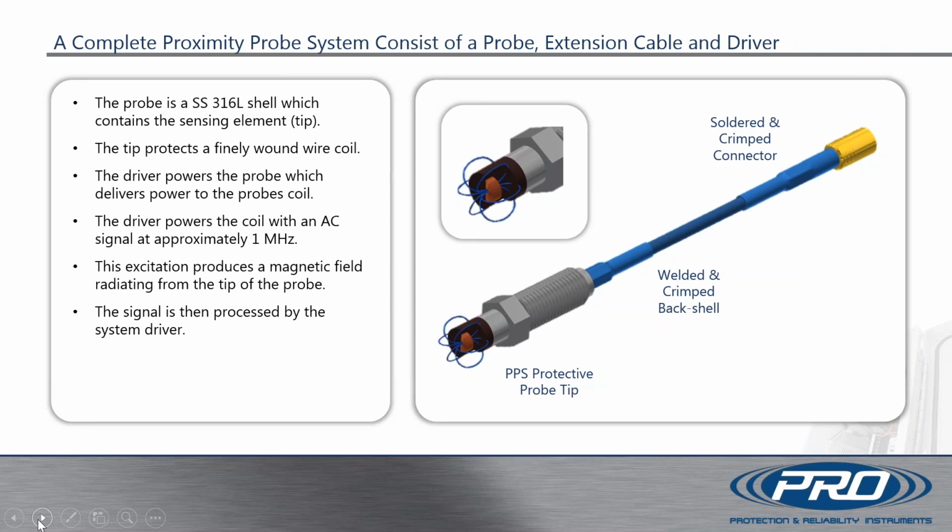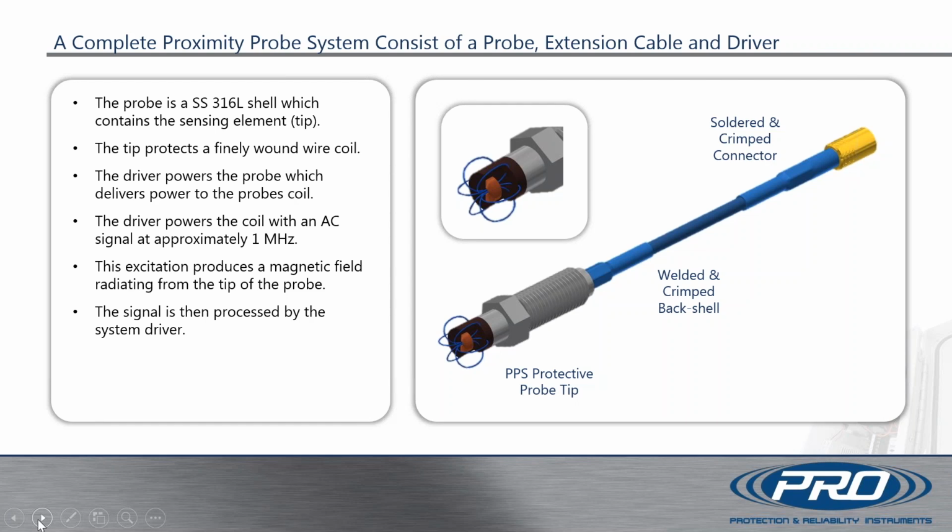The proximity probes that CTC manufactures have a 316L stainless steel shell, which contains the sensing tip or element. The tip protects a finely wound wire coil. The driver powers the probe, which delivers power to the probe's coil. This excitation produces a magnetic field radiating from the tip of the probe. This signal is then processed by the system driver.